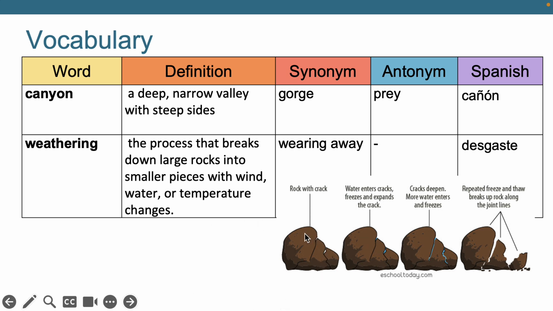So if we start with this big rock here, there's cracks in it, right? Eventually, water enters these cracks, and then the water freezes and expands them, which makes them bigger. Then, when the cracks deepen, eventually, the big rock is broken down into a smaller rock. So this process is called weathering.